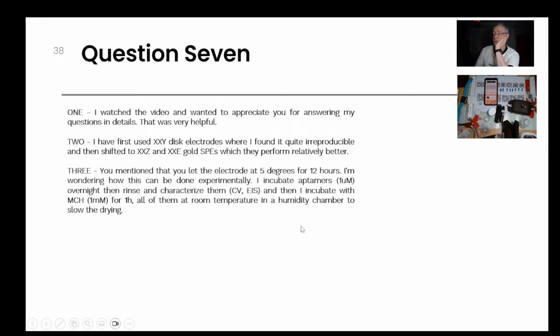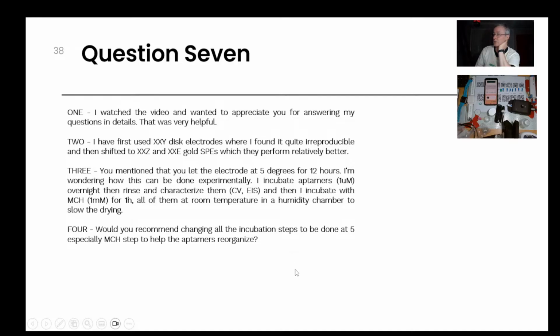And we use our own gold screen printed electrodes there. I did mention to them that when we're doing this kind of work, we're often using self-assembled monolayers. We may have an aptamer and a spacer molecule called MCH, for example. And we would actually have them in solution at the same time and drop cast them at the same time, and then put them in something like the fridge overnight, 5 degrees C for 12 hours, is what we would do.